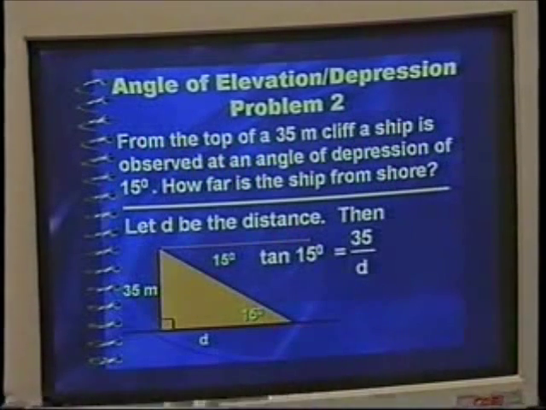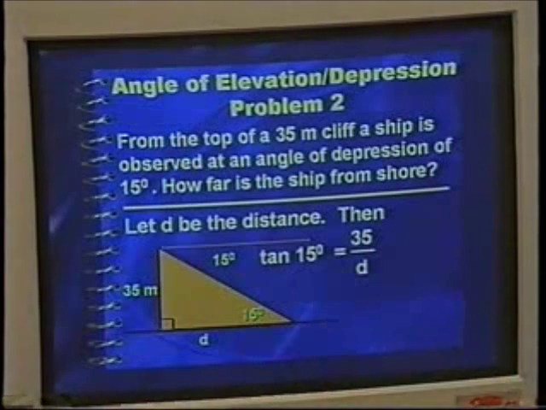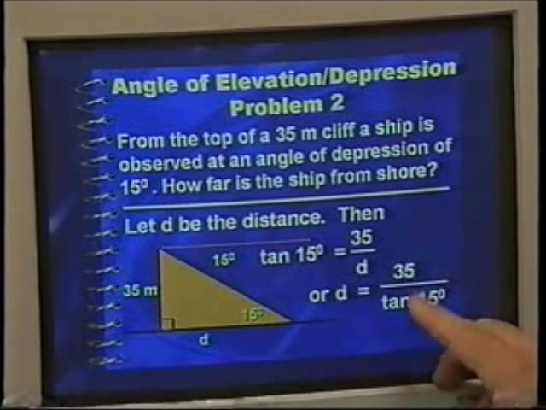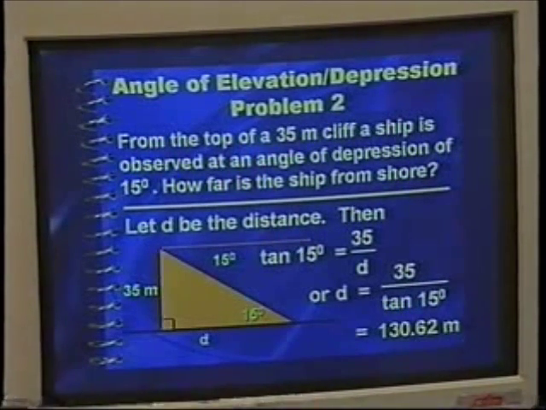And then we know that the tangent again of 15 degrees must be 35 divided by d. Consequently, d must be equal to 35 divided by the tangent of 15, and that should come to 130.62 meters.